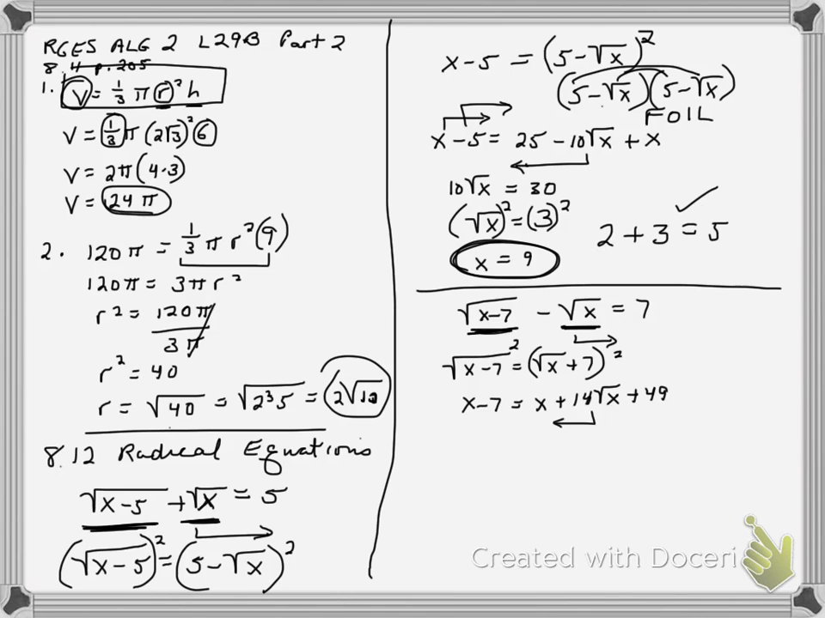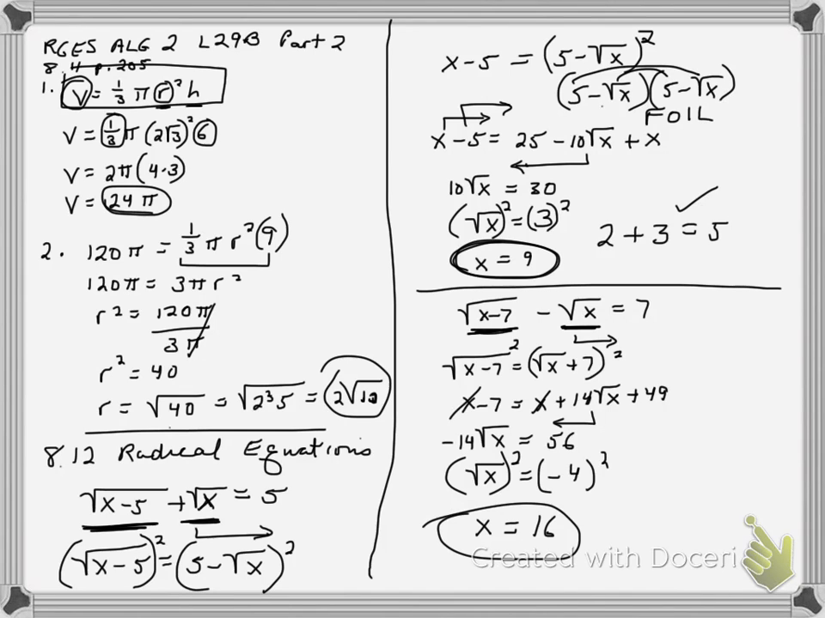Take my radical to the left. Take my x to the right, and it'll drop out. Add my 7, and that'll be 56. Divide by negative 14. The square root of x equals negative. That would be 3, right? Nope, 4. 56, there we go. And now square both sides, and we're going to have x equals 16.